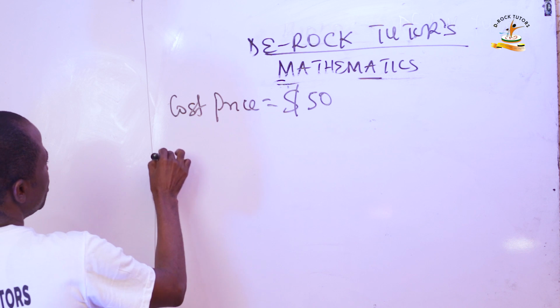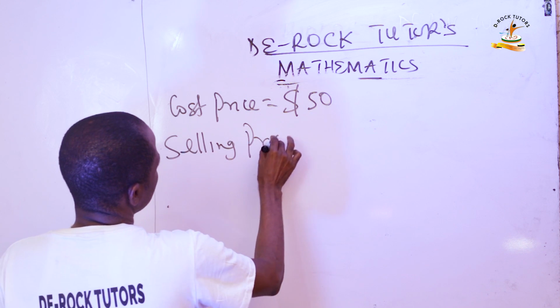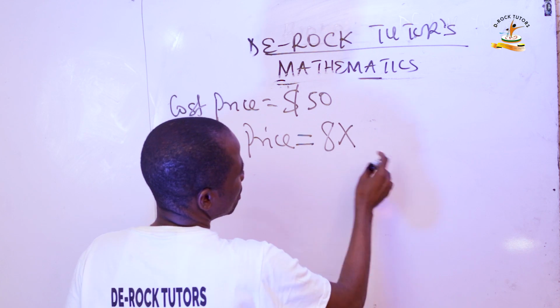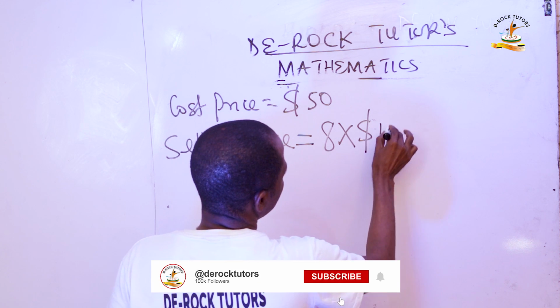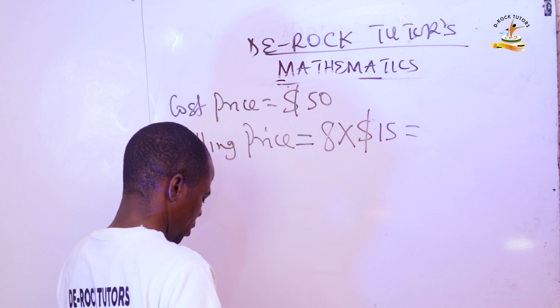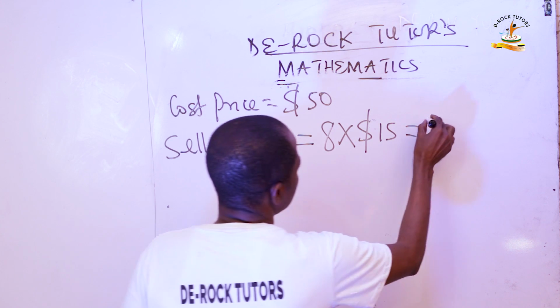So which means the selling price of the 8 mats will give us 8 times, since each of them was sold for $15, that will give us 8 times 15. That gives us $120.